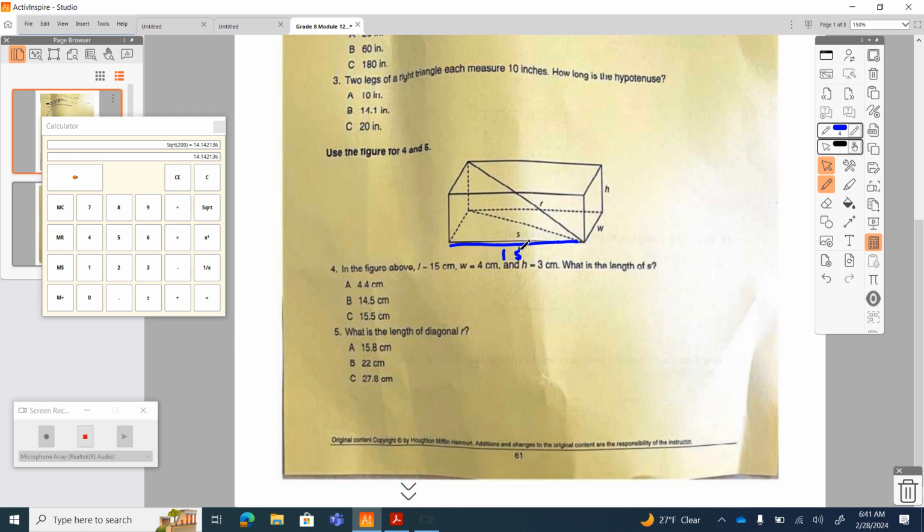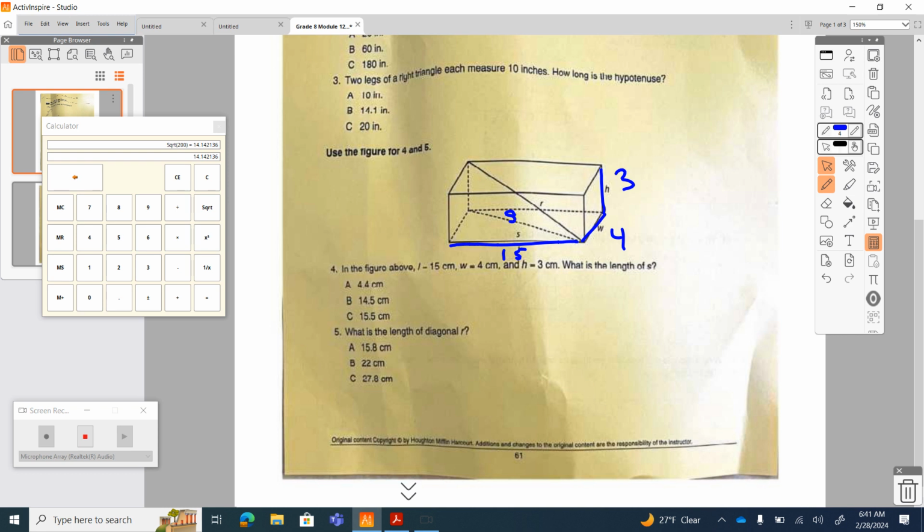W is 4. Okay, so it's a rectangular prism. It has measurements of 15, 4, and 3. What is the length of S? Where is X? I have no idea where S is. Is this supposed to be S maybe? Okay, let's go with that, because that's how it is in the problem that you have under test.